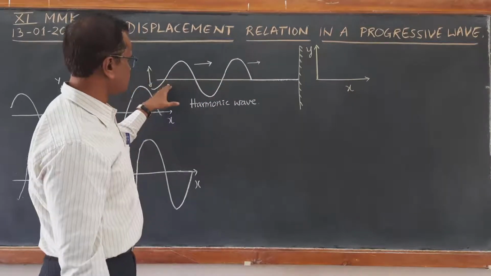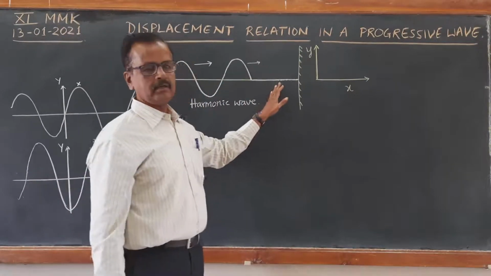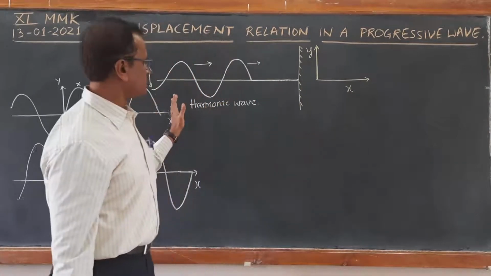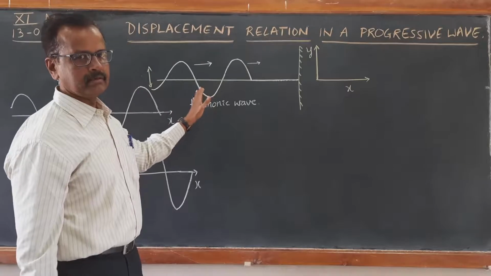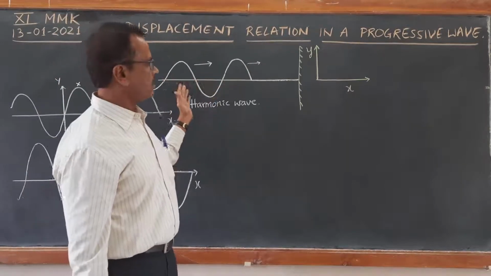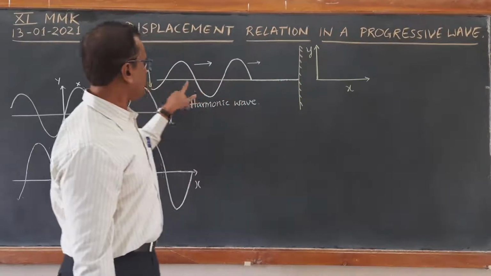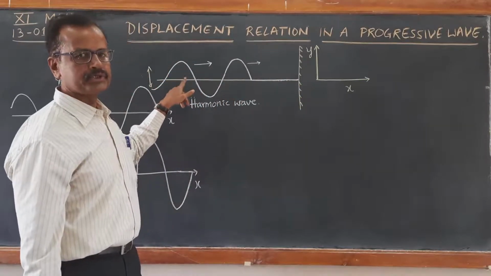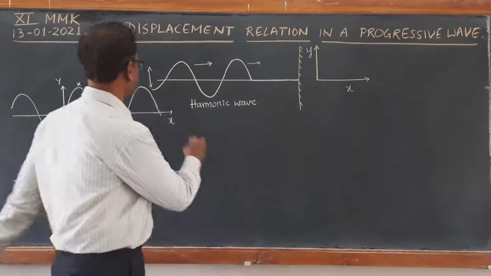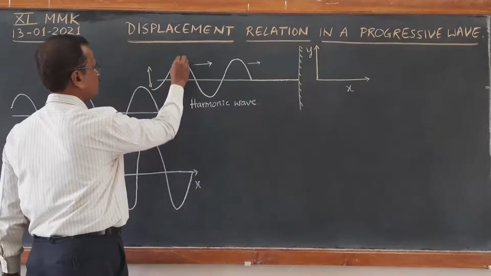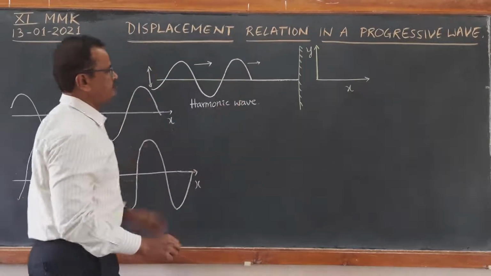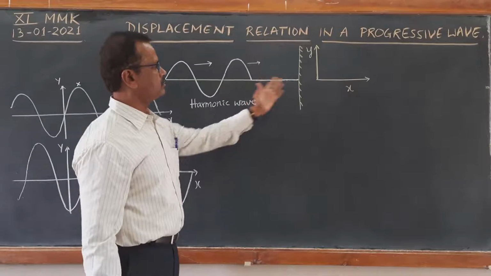Let us take this direction of travel to be along the x-axis. The direction of travel of the oscillation pattern, which is nothing but the wave pattern, is along the x-axis, and the displacement of the constituents of the medium is along the y-axis. So the displacement of the particle will be shown along the y-axis, and the direction of motion of the wave pattern along the x-axis.